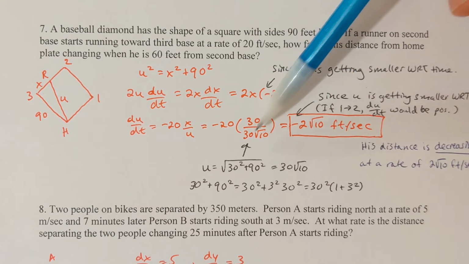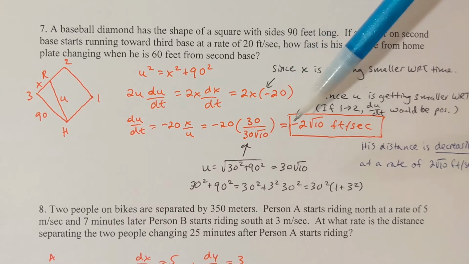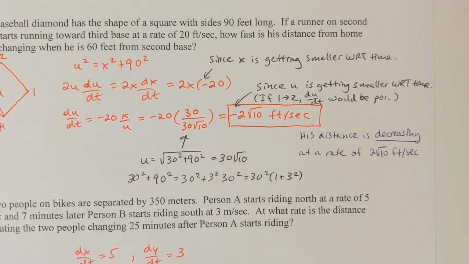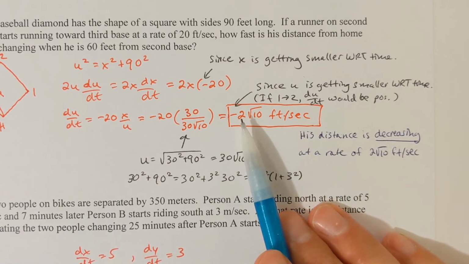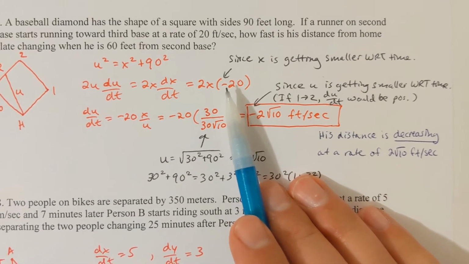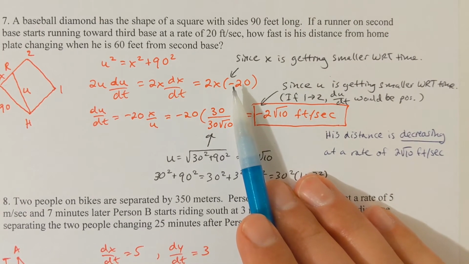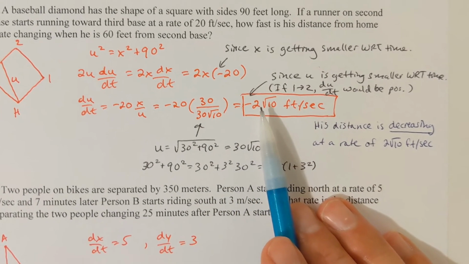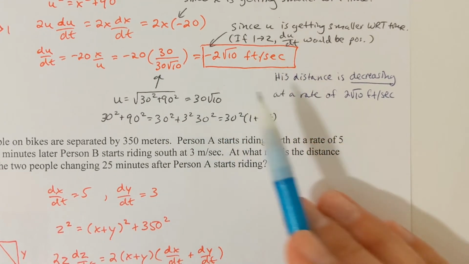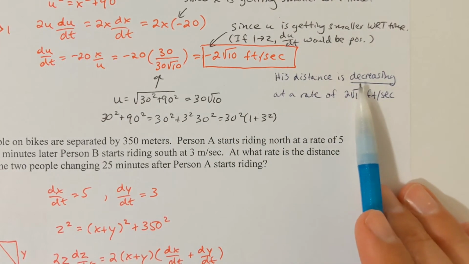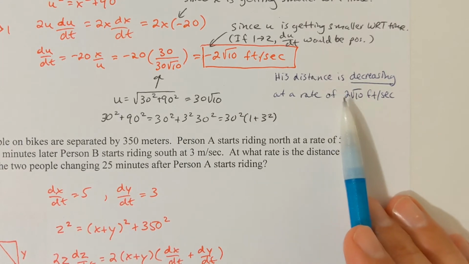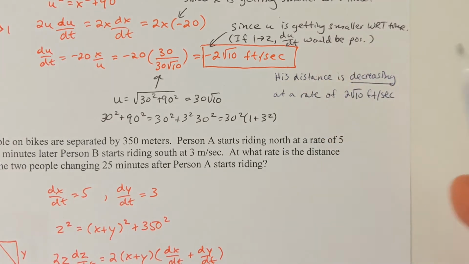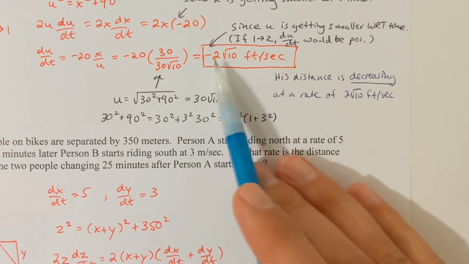Plug that in. The 30's cancel, and you get negative 20 divided by the square root of 10, or negative 2 root 10 if you were to rationalize the denominator. Now, that's a negative number, which is important. It's important to realize that dx dt is a negative. If I didn't write a negative there, that would have an effect over my answer. I'd have a wrong answer unless I were to give a statement along the lines of his distance is decreasing at a rate of 2 root 10 feet per second. So to avoid having to give any worded explanation at the end, let's just give our answer using this negative number here.